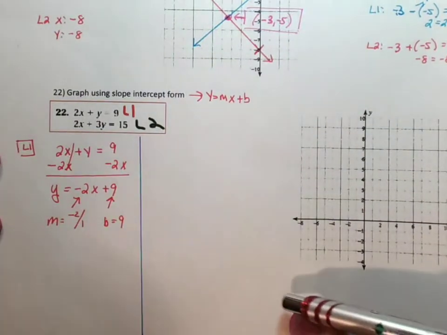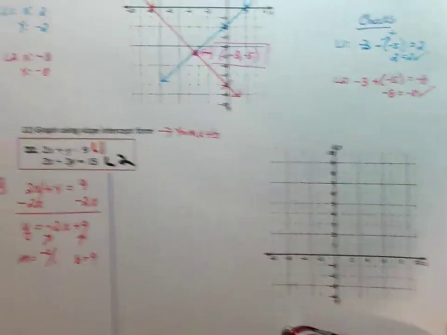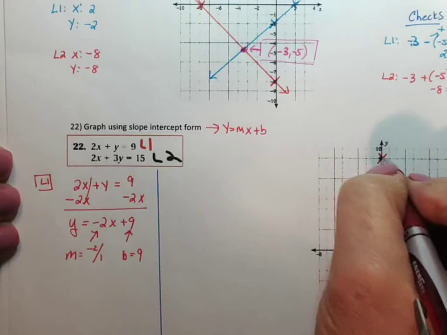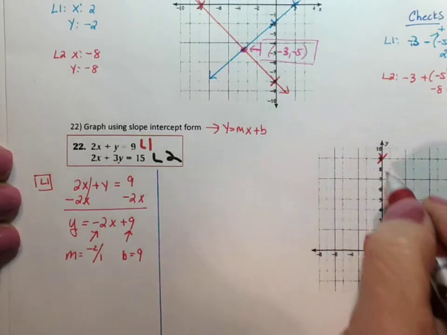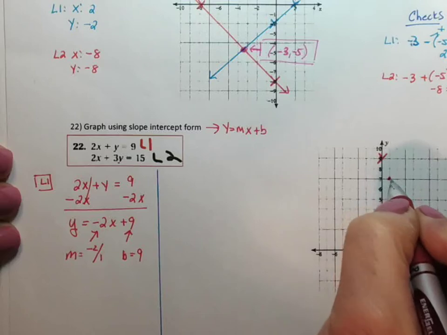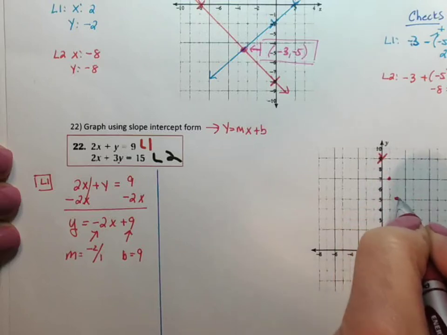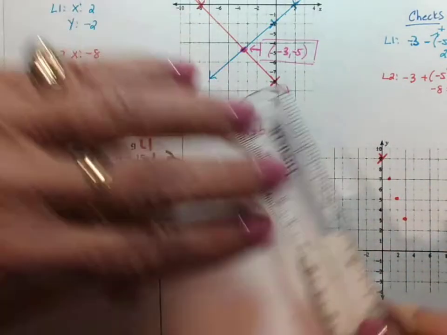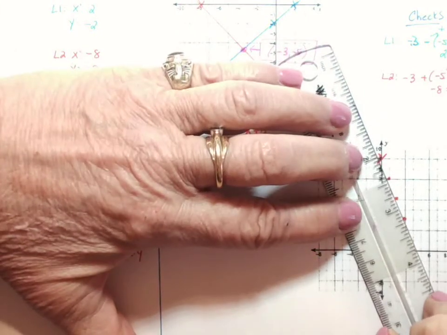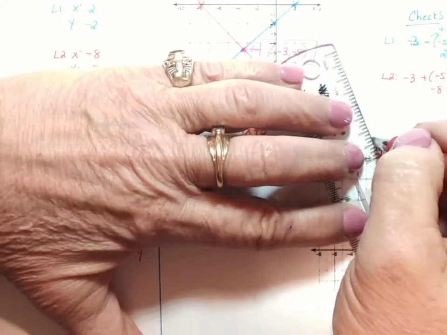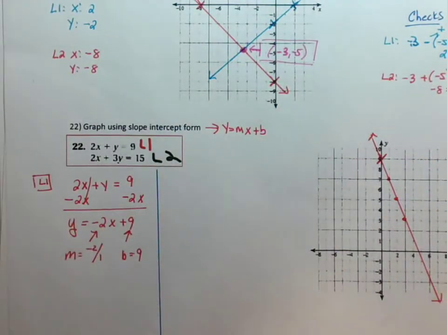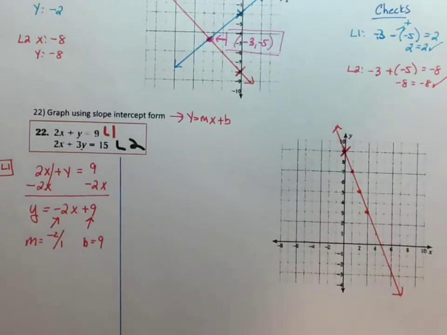So we're going to come over here. The y-intercept is at 9. I'm going to go down 2 over 1, down 2 over 1, down 2 over 1. Okay? And I draw a nice straight line, and hopefully it'll be better than the line I did for number 15. So that is line 1.